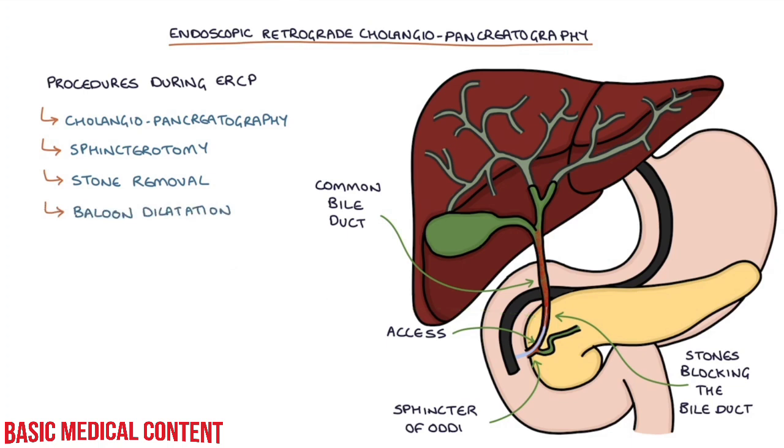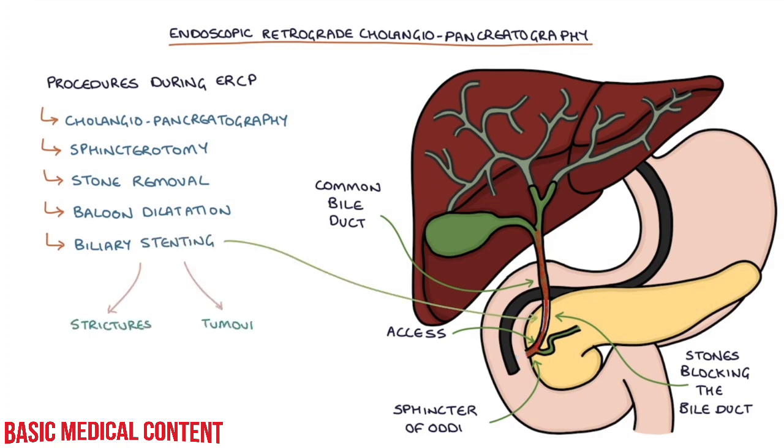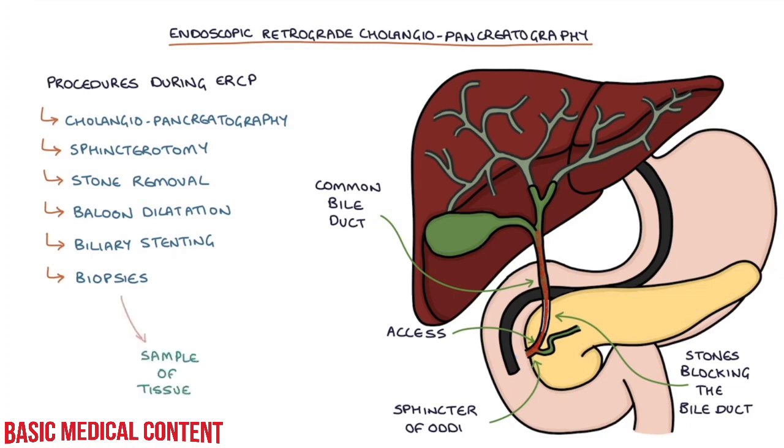Balloon dilatation involves inserting a balloon into the common bile duct and then inflating it at specific points along the bile duct to treat any strictures. Biliary stenting involves inserting a stent into the duct to keep it patent so that it can continue to drain, and this can be used to treat strictures or tumours. And finally, biopsies can also be taken during an ERCP procedure, and this involves taking a small sample of tissue to diagnose any obstructing lesions.